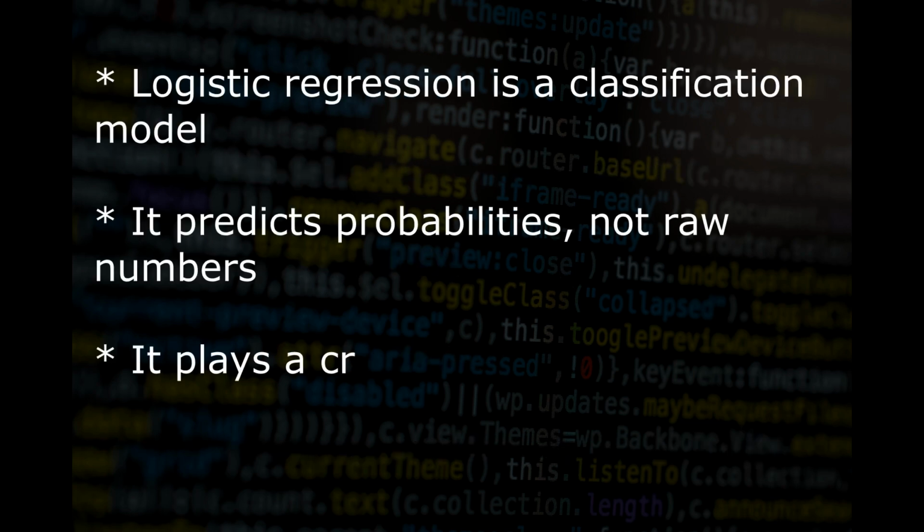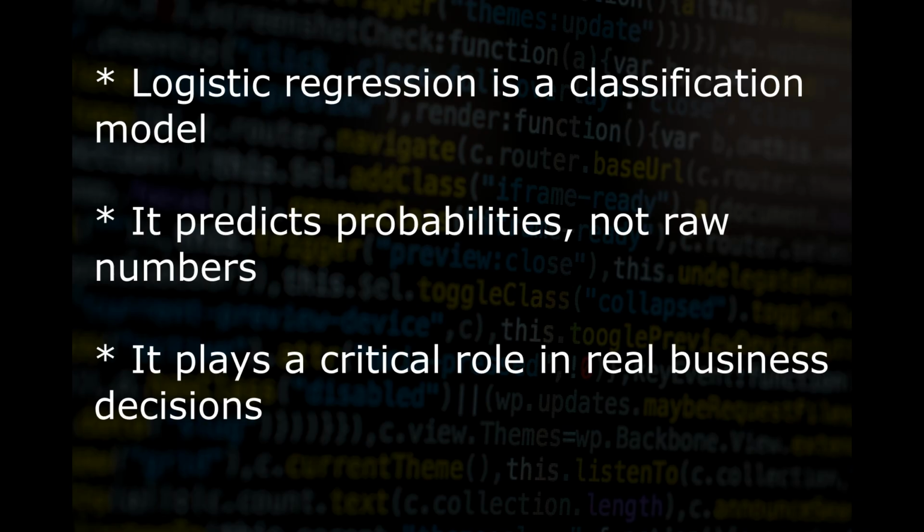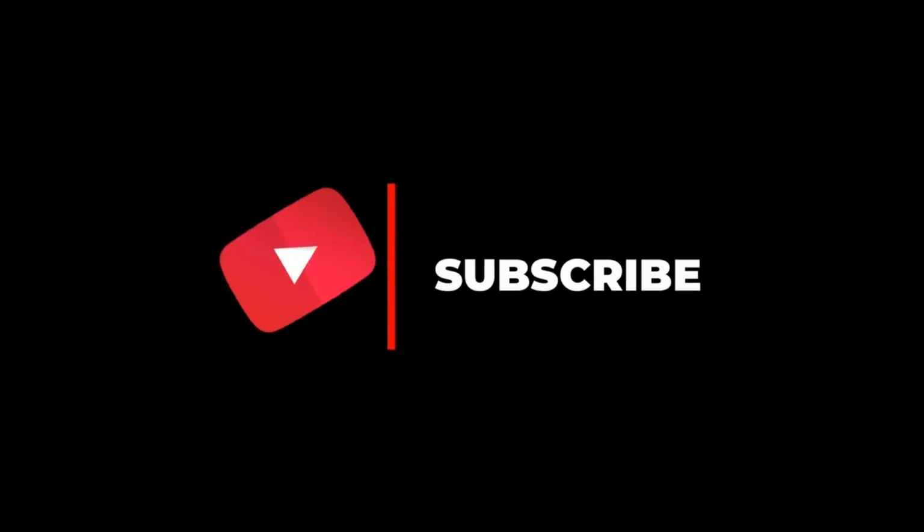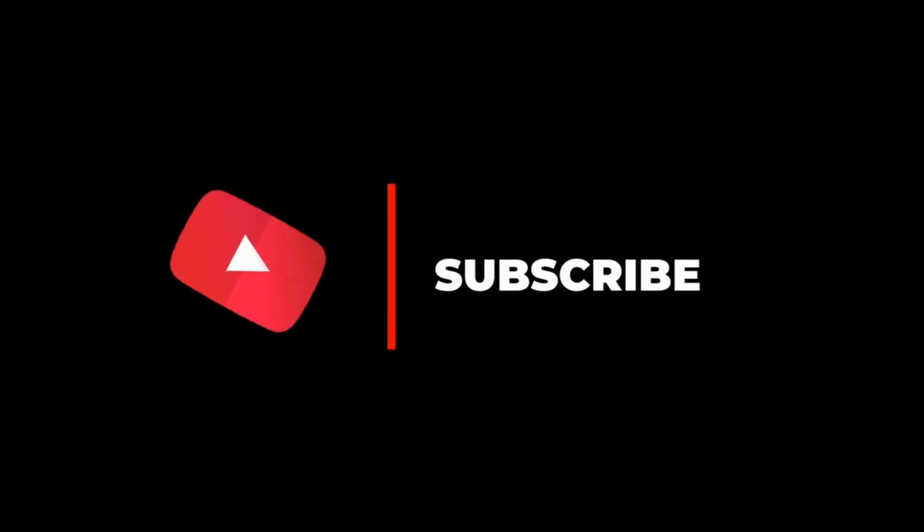So remember this: logistic regression is a classification model. This is the first one. It predicts probabilities, not raw numbers, like the second thing. And the last one, it plays a critical role in real business decisions. Understanding logistic regression means understanding how machine learning is actually applied in practice.